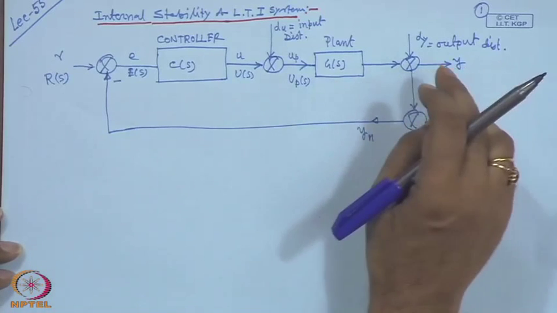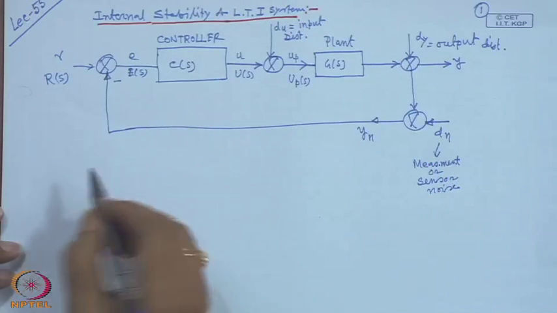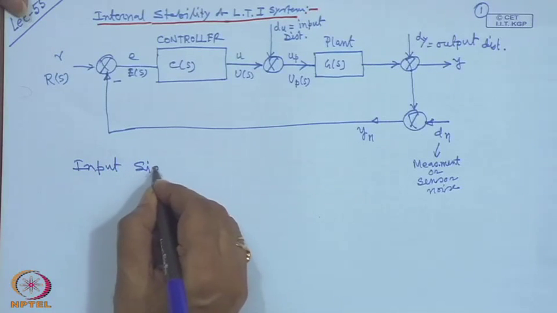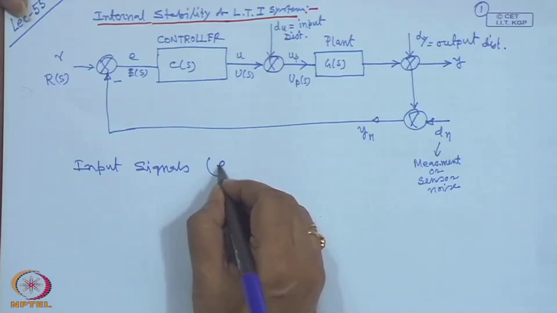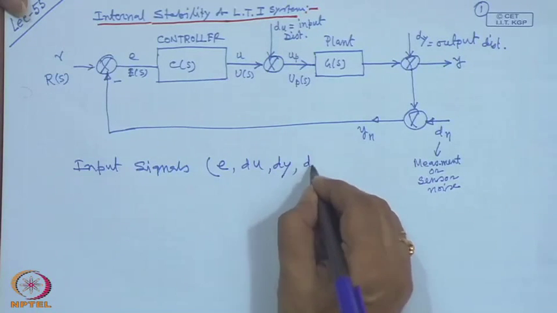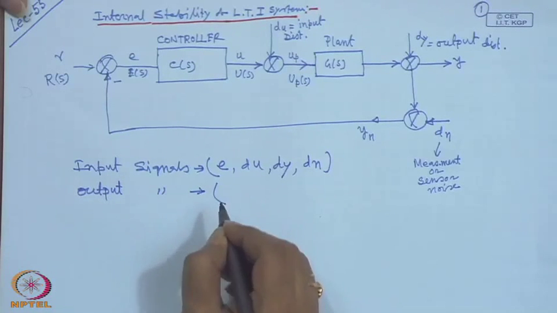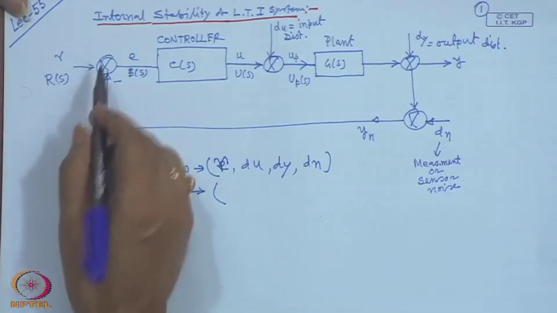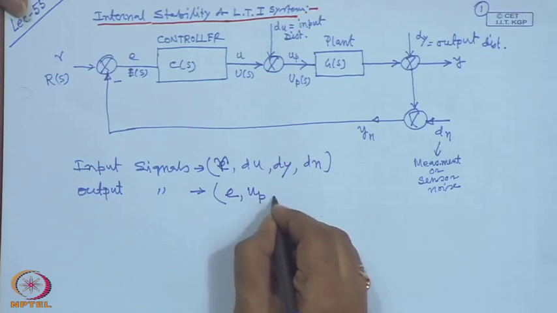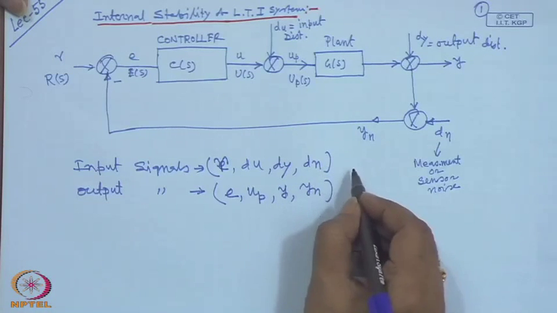Let us see what is the output of the system due to the effect of all inputs. Our input signals are R, then du, then dy, then dn. Then the output signals are E, then each summer output: up, then this summer output y, this summer output yn. So we have a four input, four output system.